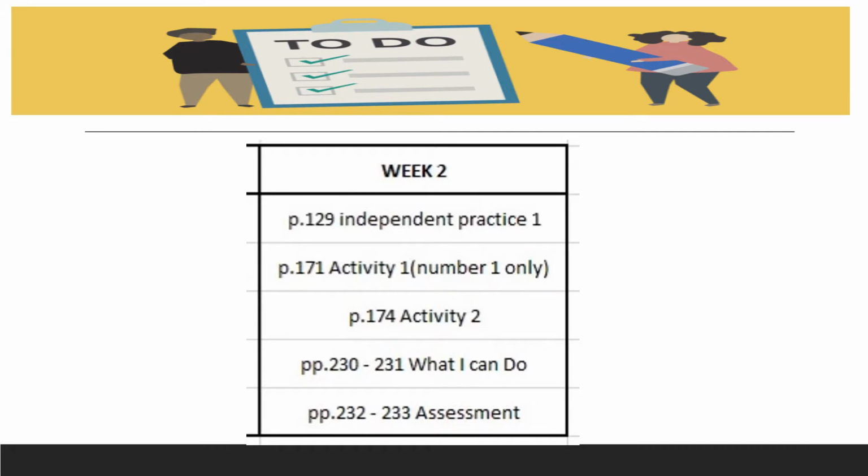For this week, you're going to do the following: page 129 independent practice 1, page 171 activity 1, which is number 1 only, page 174 activity 2, pages 230 to 231, which is what I can do, and pages 232 to 233, an assessment.